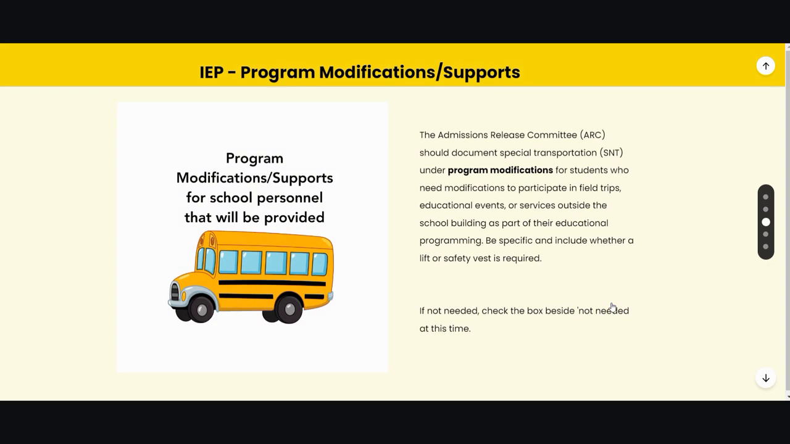If a parent decides to transport a student who might need SNT to and from school by car, that student might need SNT for things like field trips, other educational events, or services outside the school building. And so you would need to note that somewhere on the IEP. The place you can do that is the program modification and support for school personnel. Also be very specific and include whether a lift or a safety vest is required.